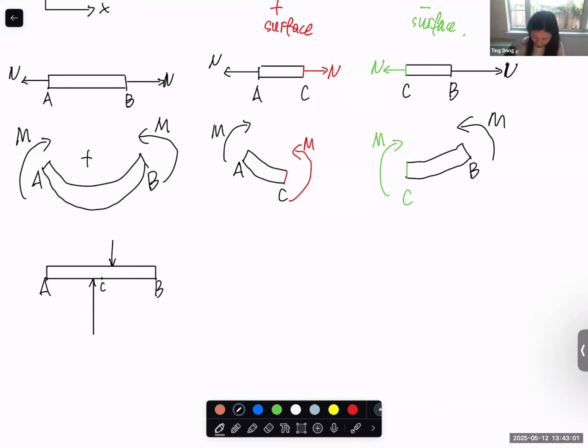So again, if we want to know the shear force at point C, we need a cutting surface passing through this point. So again, left side, right side, we have AC. This is a positive surface since it's facing the positive x direction. And on this surface, downward shear force is a positive shear force. AC, and the external applied force, I put it here.